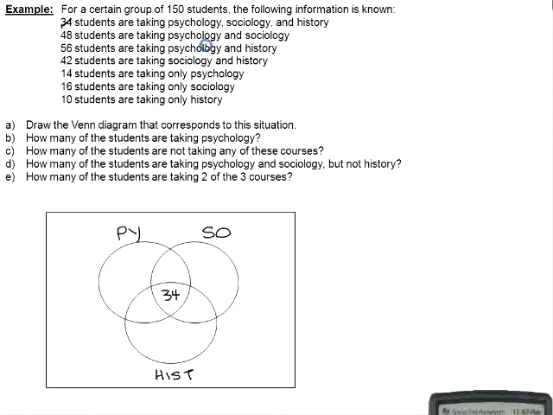Now the next piece of information is 48 students are taking psychology and sociology. The overlap for the psychology and sociology circles has a total of 48 students in it. Of those 48 students taking psychology and sociology, we know 34 of them are taking history, so our job is to figure out how many of those students are taking psychology and sociology but not history. So we take our 48 psychology and sociology students, subtract off the 34 of them that we know are also taking history, and so it gives us 14 students are in psychology and sociology but not history.